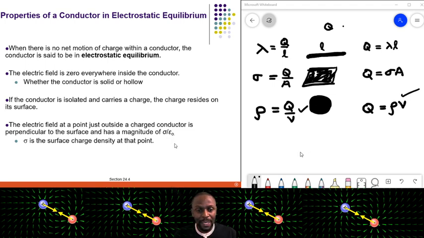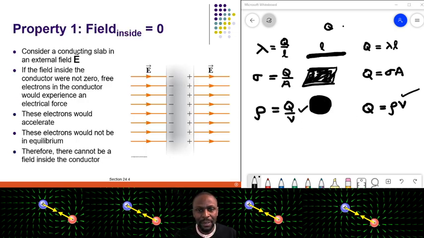And this is what we've just done in the previous slide, where this sigma is nothing else but the surface charge density, charge per area. Right, now consider a conducting slab in an external electric field. If the field inside the conductor were not zero, free electrons in the conductor would experience an electrical force, as we have seen when we put a charged particle in a region of electric field. They experience a force, and as a result they accelerate, and now these electrons will not be in equilibrium. Therefore, there cannot be a field inside the conductor.